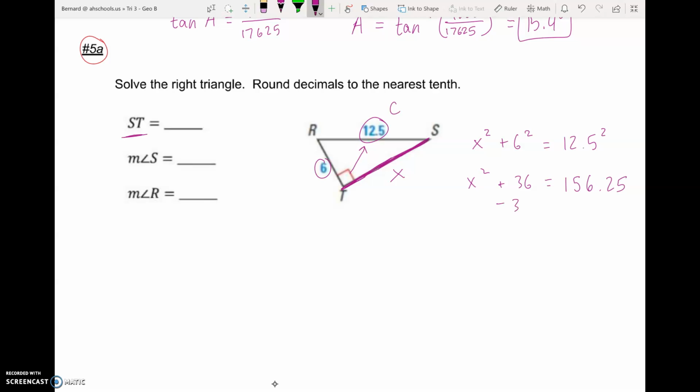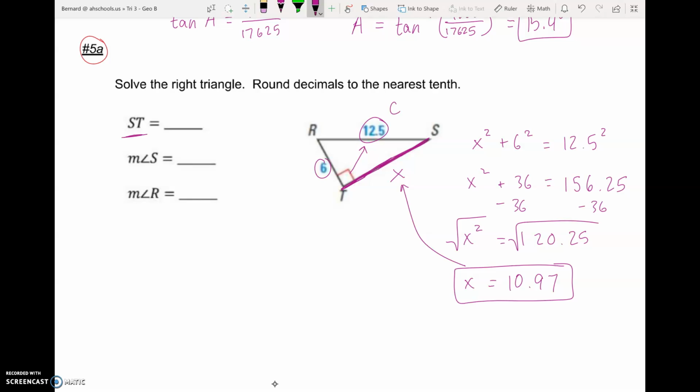So let's subtract our 36 now, and we get x squared equals 120.25, and then we will square root both sides, and x is going to equal 10.97. Now remember, x is the side from S to T, so ST is 10.97. And now we've got to find our 2 angles, angle S, angle R. To do that, it's going to require a little bit of trig, at least to start.